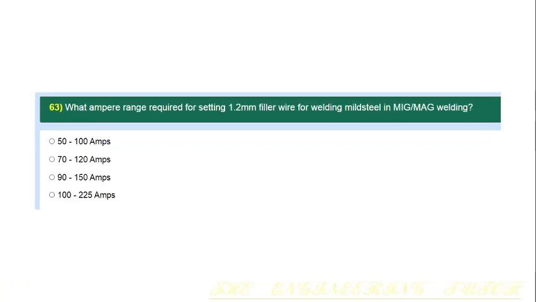What ampere range is required for setting a 1.2 mm filler wire for welding mild steel in MIG or MAG welding, not just metal active gas welding? The filler wire diameter is 1.2 mm, so the ampere range is 100 to 225 ampere. We have to study the full chart for checking the filler wire diameter and the ampere range.